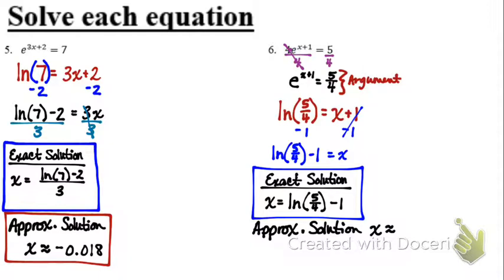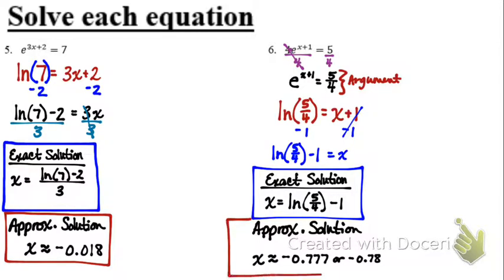Positive or negative? Negative. Negative what? 0.777 or 0.78 would be fine. Absolutely. All right. Turn your page over. We got 6 more problems to do.